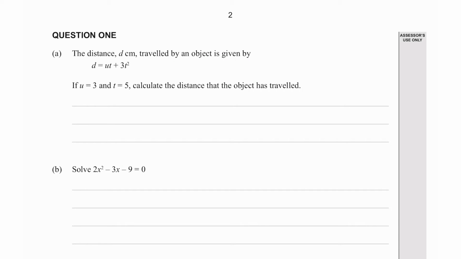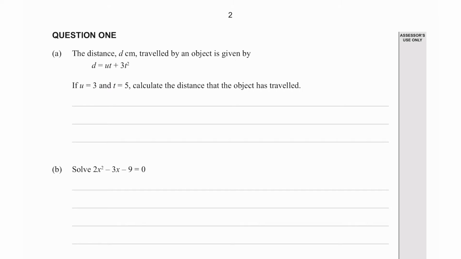Let's look at question 1, Part A. The distance, D, which is traveled by an object, is given by this equation: D is equal to ut plus 3t squared. They've given us the values of u and t, so u is equal to 3, t is equal to 5, and we need to calculate the distance traveled.